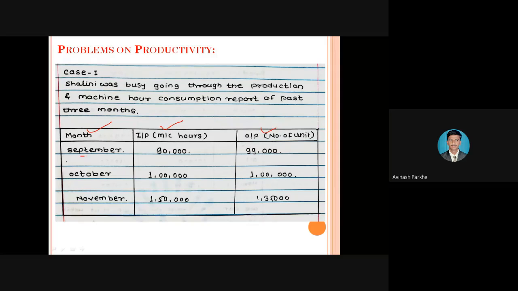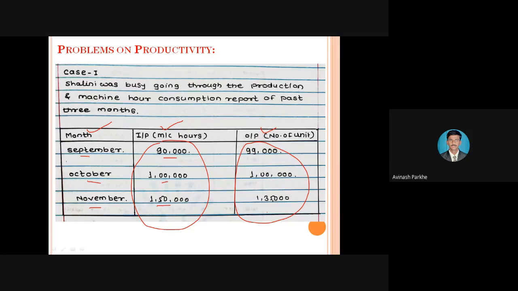So the month of September, the month of October, and the month of November, in these 3 months they have represented the output of that particular production center. For September, October and November, the inputs are given. In September it is 90,000, in October 1,00,000, and in November 1,50,000. These are the input resources, and accordingly the outputs are represented by the last column: in September 99,000, in October 1 lakh, and in November 1,35,000.